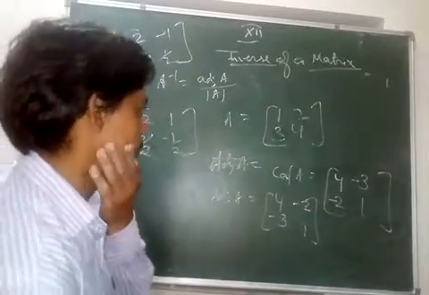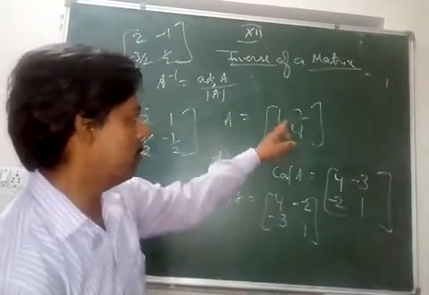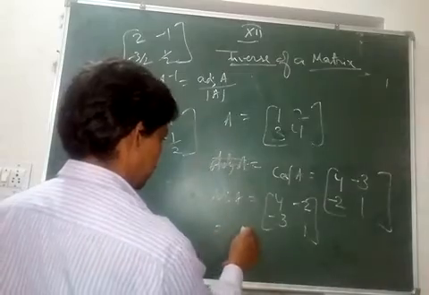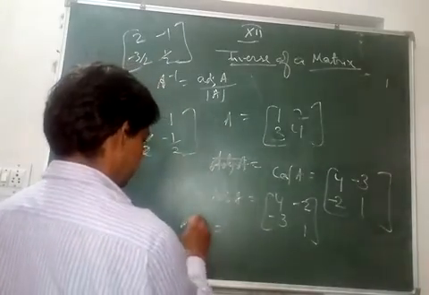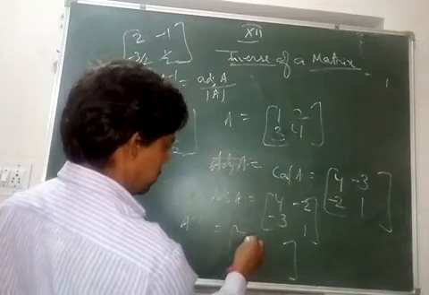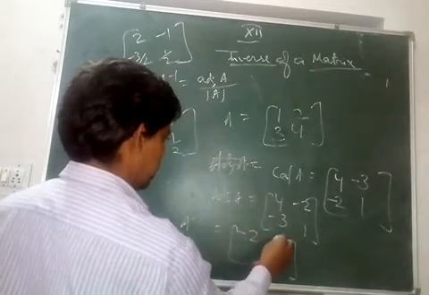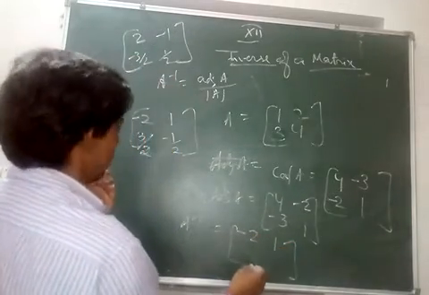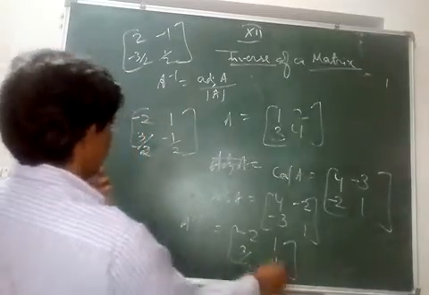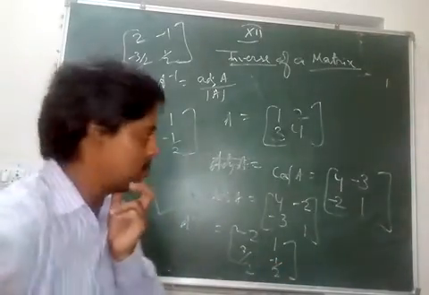And what is the determinant? Determinant is 4 minus 6, which is minus 2. So now we have to divide by minus 2. As soon as you divide by minus 2, you will get minus 2, 1, 3 by 2, and minus half. You get the same answer as earlier also.